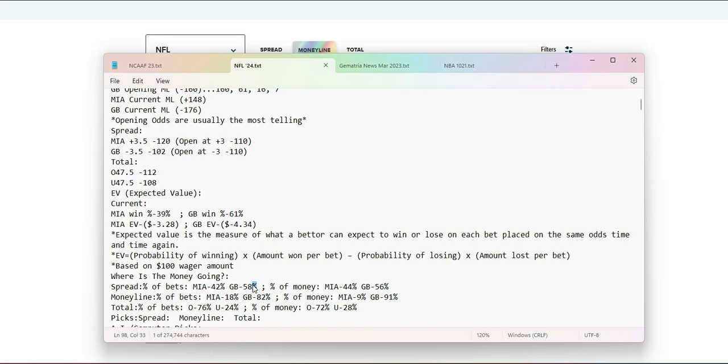Total, the 47.5 points. Over is getting 76% of the betting, 24% of the betting going under. Percentage of money, 72% going over. Under is getting 28% of the total on the money. But yeah, these are the current stats as of early Thursday morning, just before the games kick off.